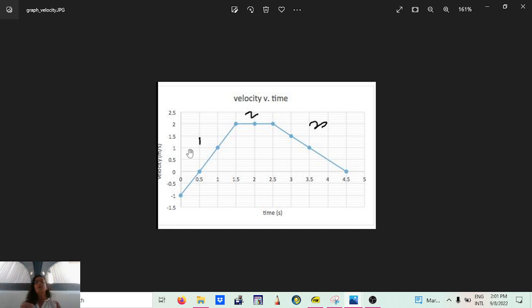Is that clear? The other thing I want to make clear is that when you are analyzing a graph, you have to look at the axis. So if you have position versus time, which is not the case here, the slope is going to be the velocity, right? But if you have velocity versus time, the slope is acceleration. Very good. But if you have position versus time and you have a horizontal line, that means it's not moving. But if you have velocity versus time and you have a horizontal line, it means it's moving, but it's moving at a constant velocity. You understand?